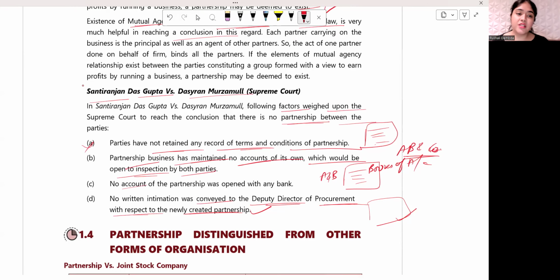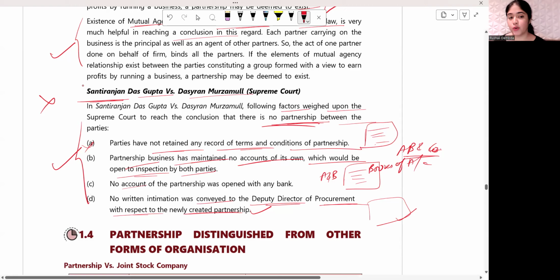Now, when they ask you agency business, you have to write this one paragraph and this case law points. Even if you don't remember the case law, it's okay. You have to just write there is no partnership when there is no record of terms and conditions of partnership, when they have not maintained the books of accounts of the partnership firm open to inspection by both the parties, no account has been opened in the bank in the name of the partnership firm, and third is if you have not conveyed it to the Deputy Director of Procurement.